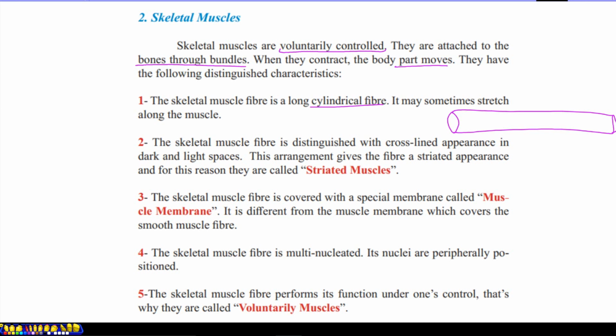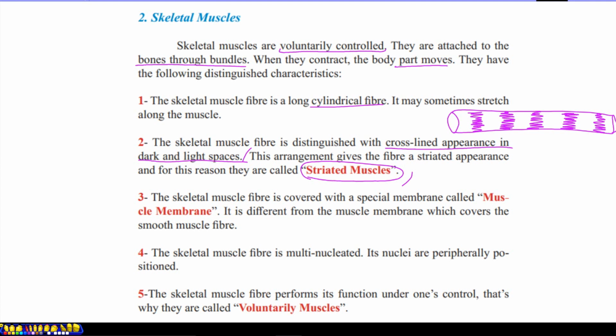The skeletal muscle fiber is distinguished by a cross-lined appearance of dark and light spaces. These dark and light spaces are the actin myosin fibers, which are abundant in skeletal muscles and make them contract and relax faster. This arrangement gives the fiber a striated appearance, and for this reason we call them striated muscle. This answers the question of why skeletal muscles are called striated muscle: dark and light spaces give this appearance to skeletal muscle cells.